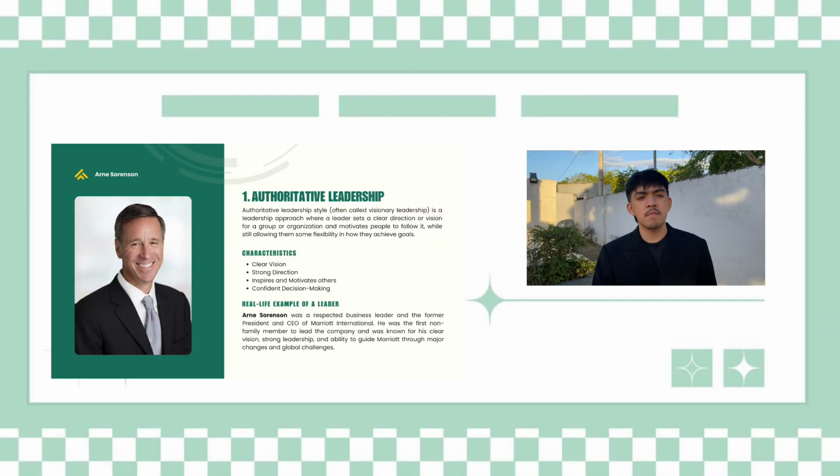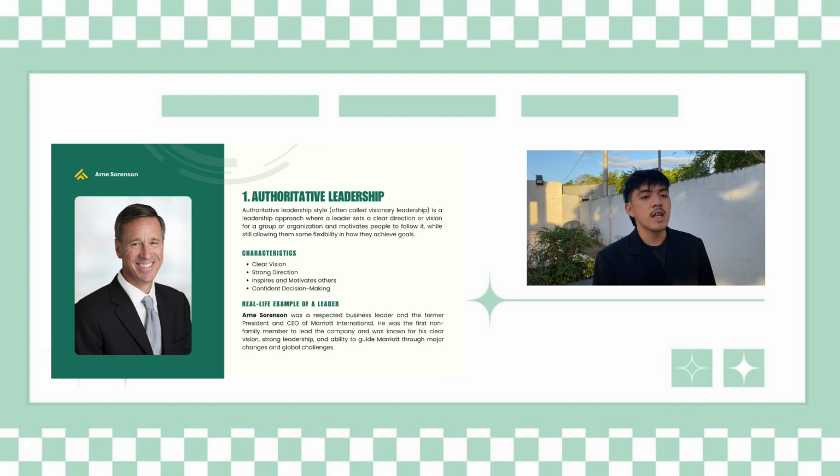The first example of leadership is authoritative leadership. Authoritative leadership is also called visionary leadership. The leader sets a clear vision and direction for his or her organization and motivates members to follow this direction, but the leader allows them flexibility in how to approach it in different ways.